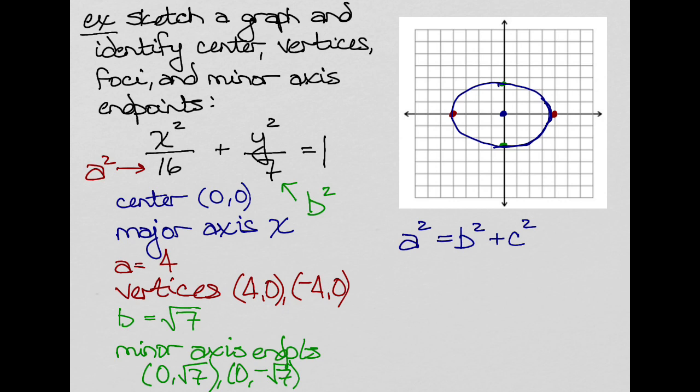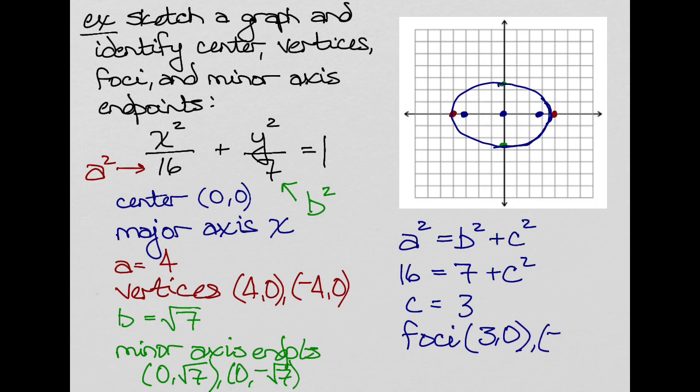So there's the way the Pythagorean relationship goes. Well, a squared I can read off there. a squared is 16. b squared is 7. If I subtract 7 and take a square root, I get a value of 3 for c. So I'm going to go a distance of 3 along the major axis to put the foci. And those points, I got (3, 0) and (-3, 0) for the foci.